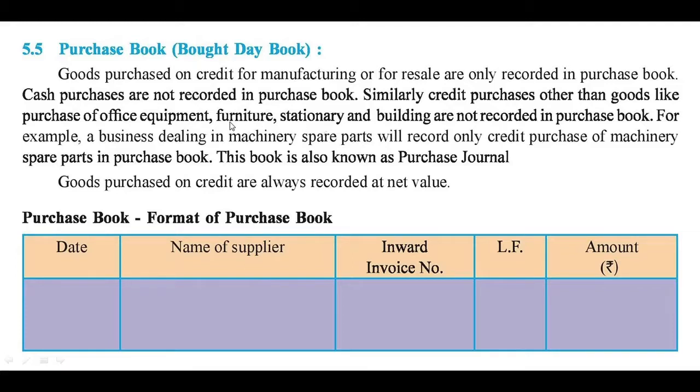So you have to remember two things about the purchase book: that goods is a commodity in which a businessman deals, when those goods are purchased for manufacturing or for resale purpose, and whenever they are purchased on credit basis, then only they are recorded in the purchase book. So here they have given the format of the purchase book: date, name of the supplier, inward invoice number, LF, and amount.